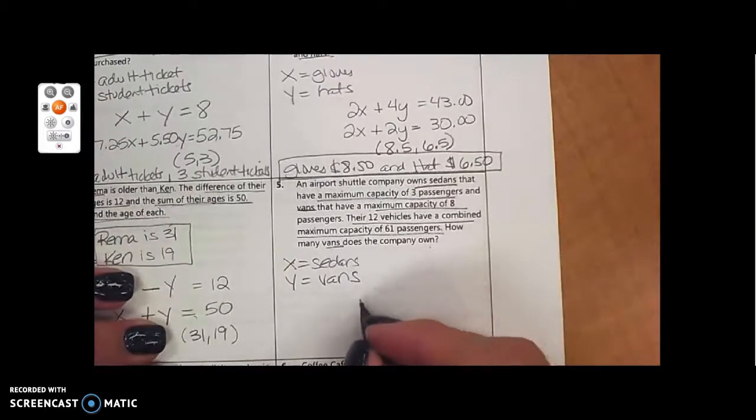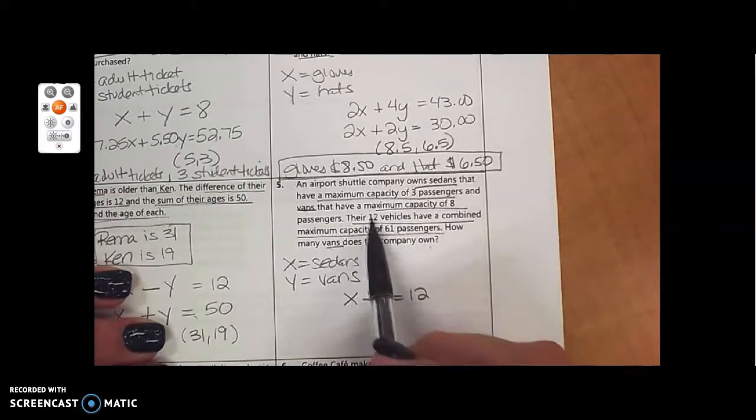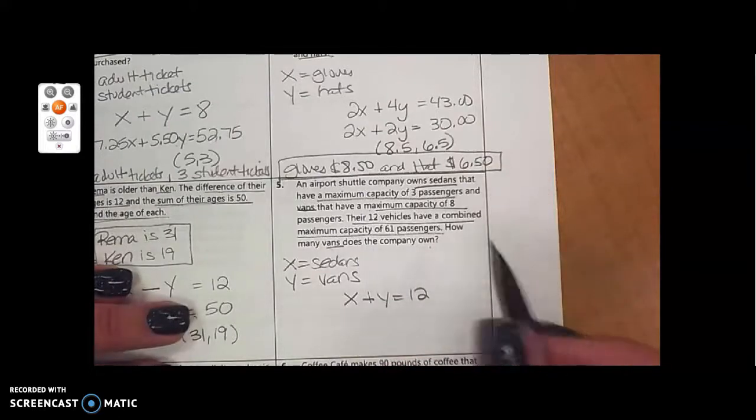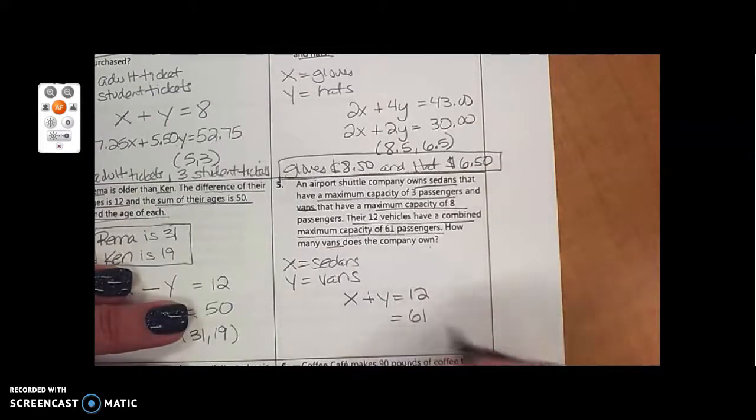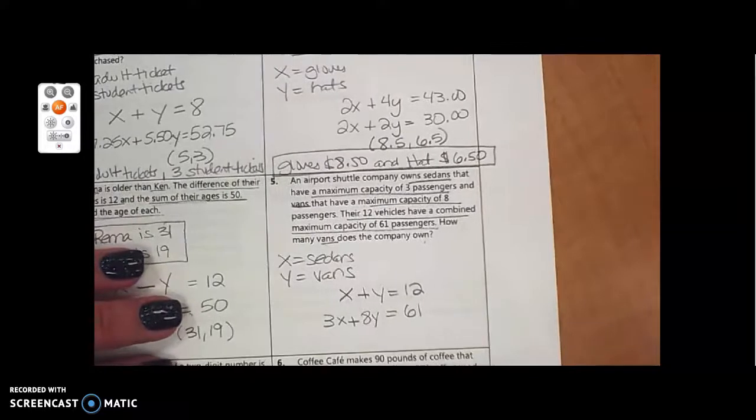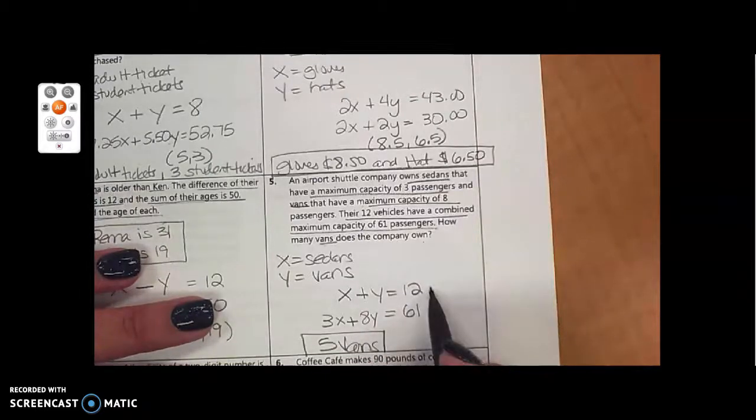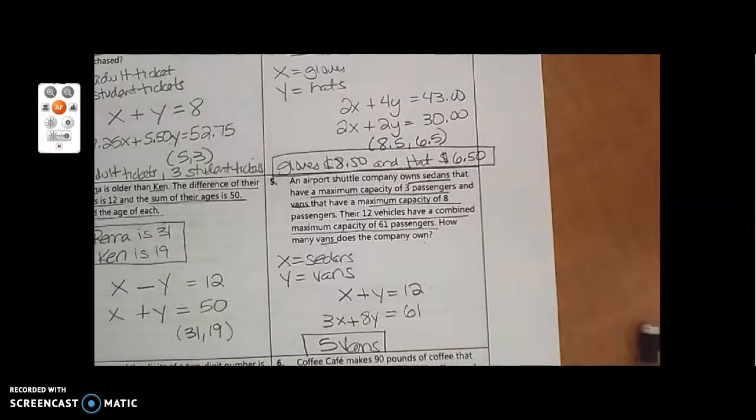So we have the total, X plus Y equals 12. Their 12 vehicles have a combined capacity of 61 passengers. Remember that the sedans can carry 3 passengers and the vans can carry 8. You put that into Desmos and you get the solution, and the answer is 5 vans. You can plug this into Desmos and check for yourself, but the answer is 5 vans.